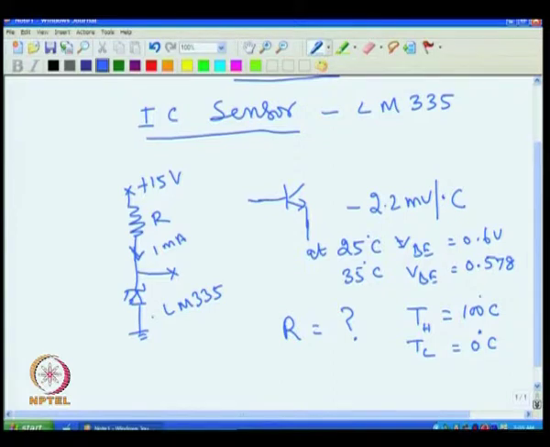Now, if you look at the data sheet of this LM335, it says that it gives a voltage across this Zener, that is, the voltage across this is 10 millivolt per degree K. For example, at 0 degree C, the voltage across the sensor will be 2.73 volt.